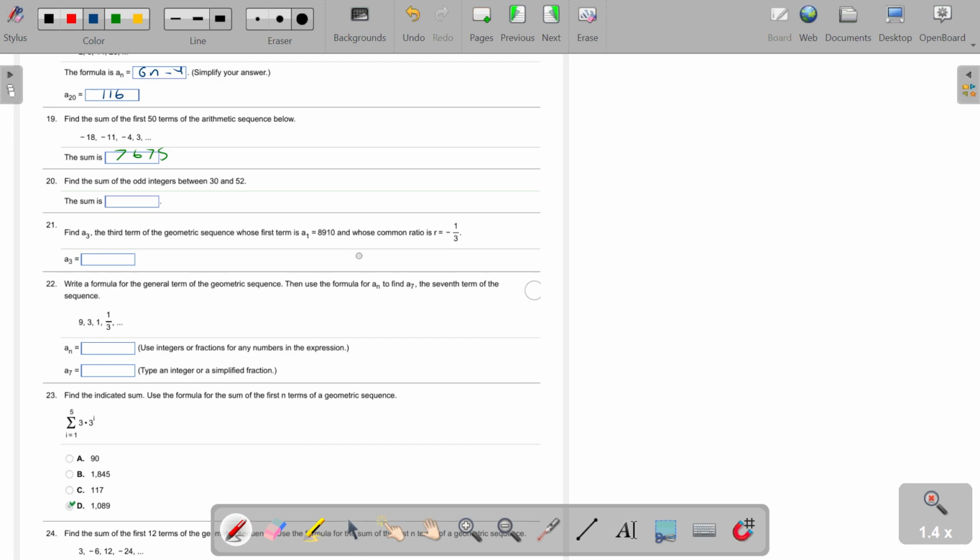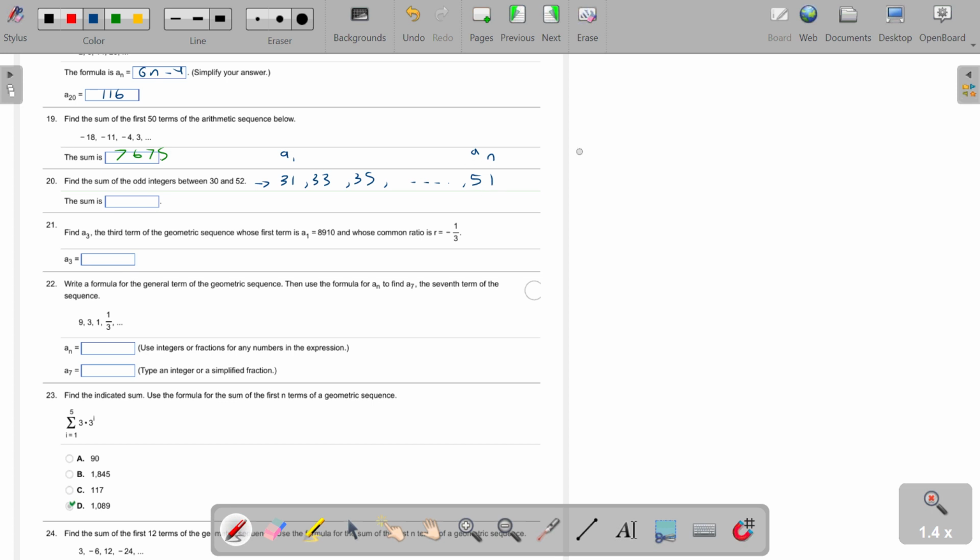For question number 20, we need to find the sum of odd integers between 30 and 52. So let's list some of them. We don't have to write all of them. So the odd integers between 30 and 52 will be 31, 33, 35, and all the way until 51. So I know a1 is 31 and an is 51, but what is the nth term? Like, what is the term number here? How do I find that?